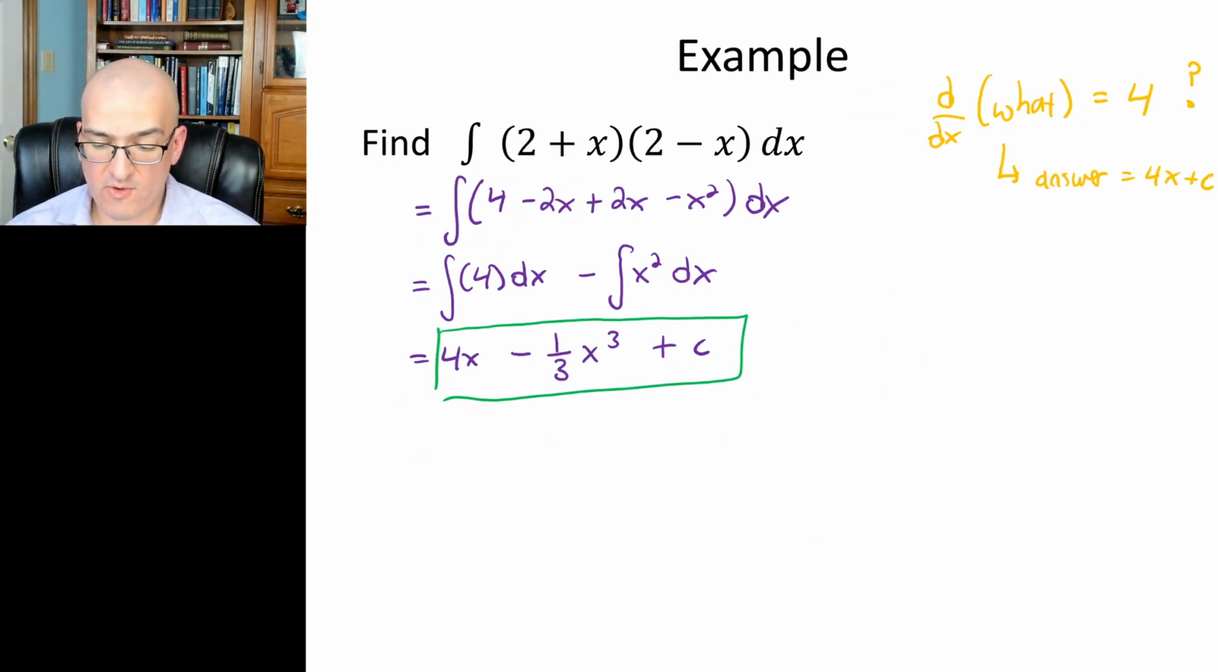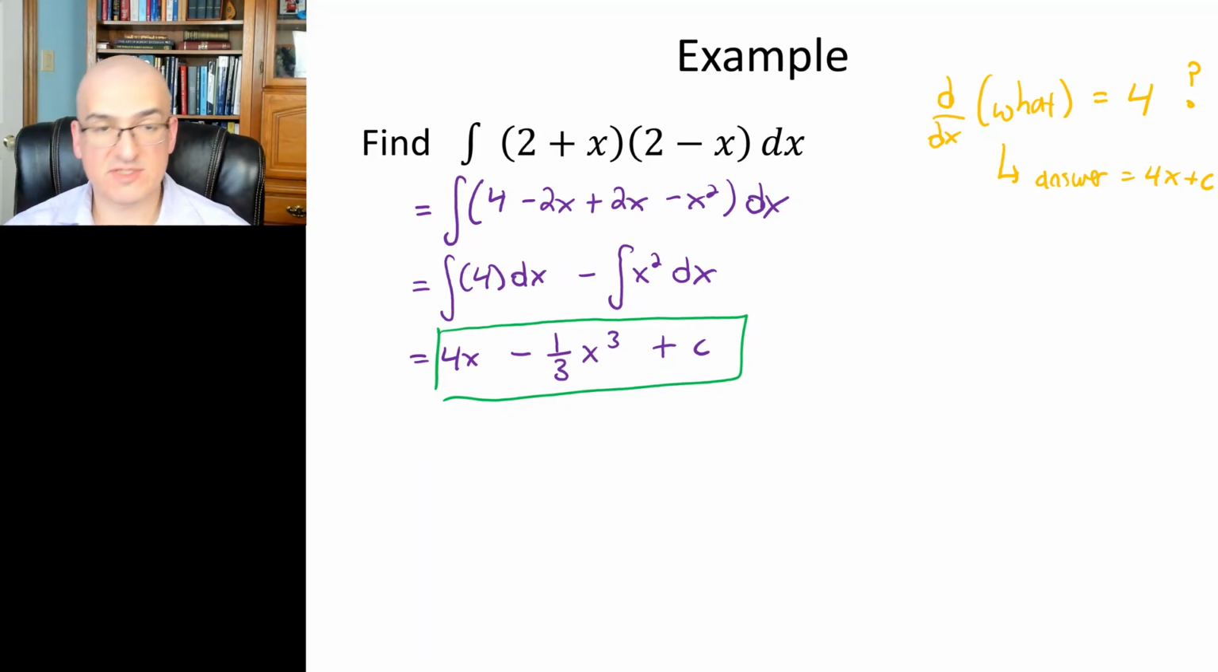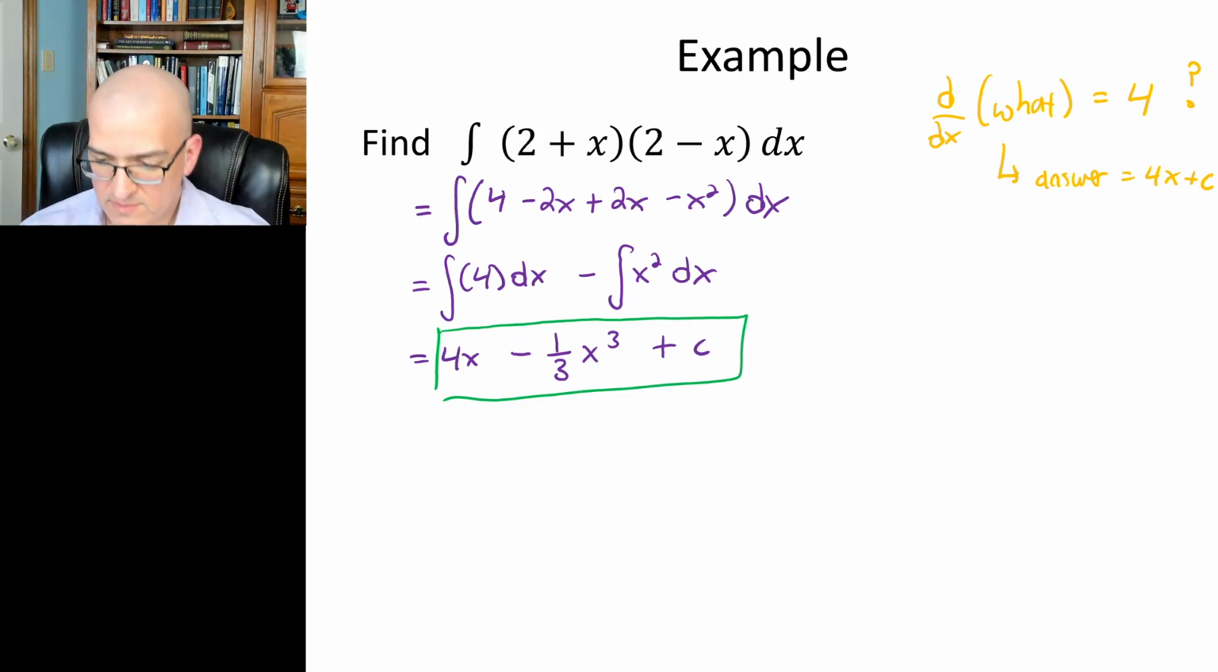If I factor a 4 out, there's going to be a 1 that's there. 1 multiplied by dx, and the antiderivative of 1 is just x. So we'll have 4 times x. That's just a different way to write it, different way to think about it.